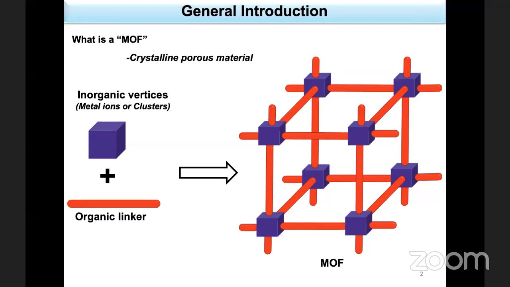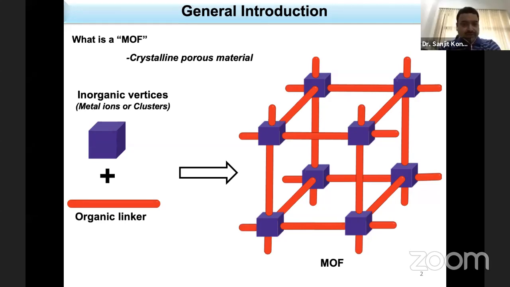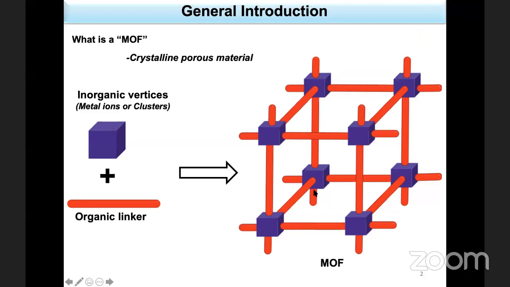Now, what is the advantage of metal organic frameworks in terms of design? You can choose the metal ion you would like to use based on the property you would like to see in your material. You also have the option of choosing the ligand. Therefore, you can control the physical and chemical properties of the materials.